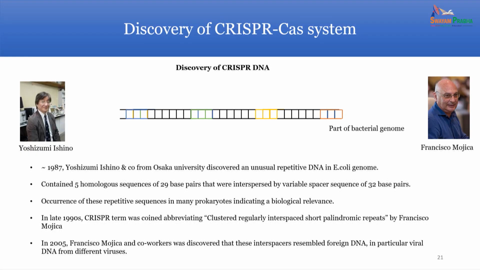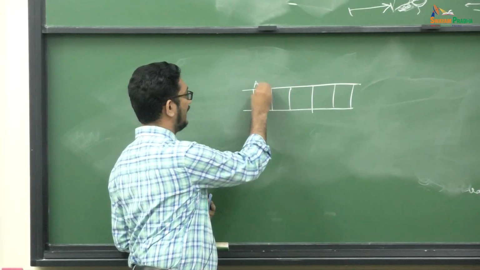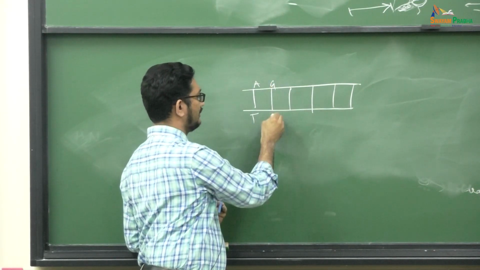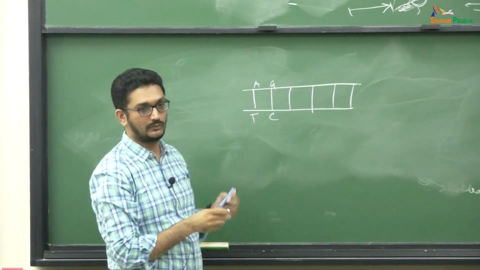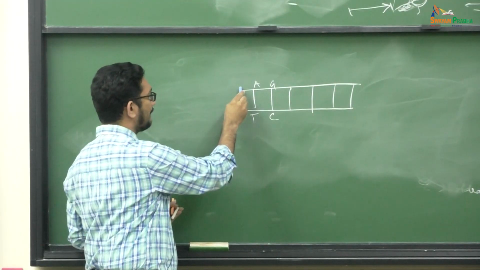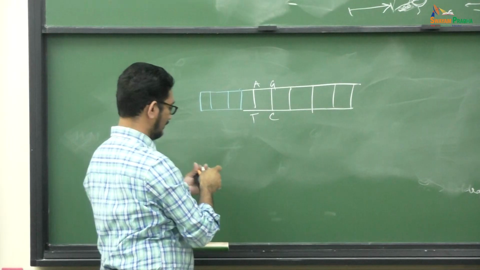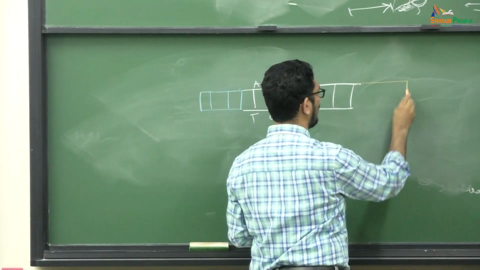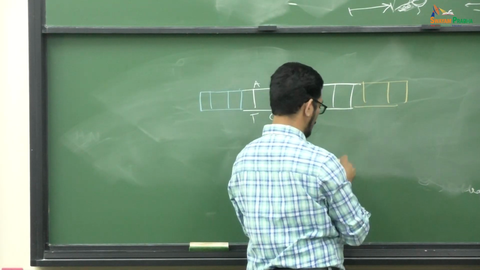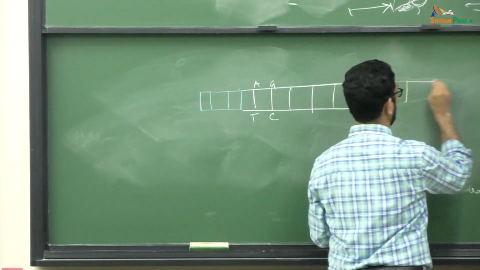So they discovered that there is some palindromic sequence. So A, T, G, C. Okay, so there is a palindromic sequence, and then in between the palindromic sequences, you have some other DNA. And this is not a constant DNA, but you have a different DNA. And then again you have this palindromic sequence.